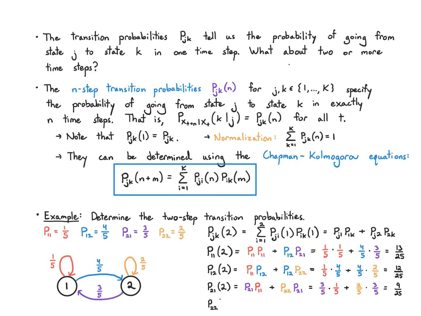Finally, to stay on 2 after 2 time steps, that means either going to 1 and coming right back or just staying on 2 the whole time. And if you work this out, then you're going to get the remaining probability, which is going to be 16 over 25. So 9 plus 16 is 25. 13 plus 12 is 25. So that works out.